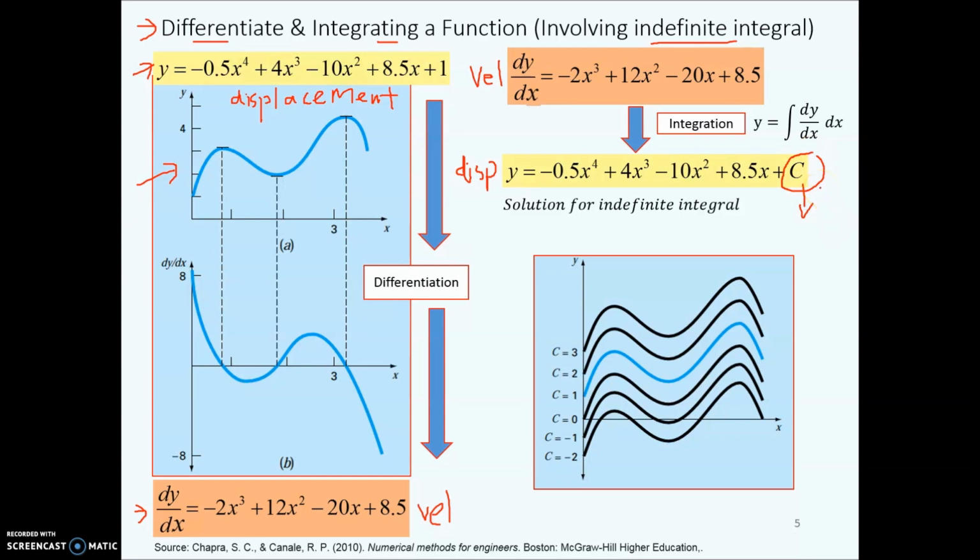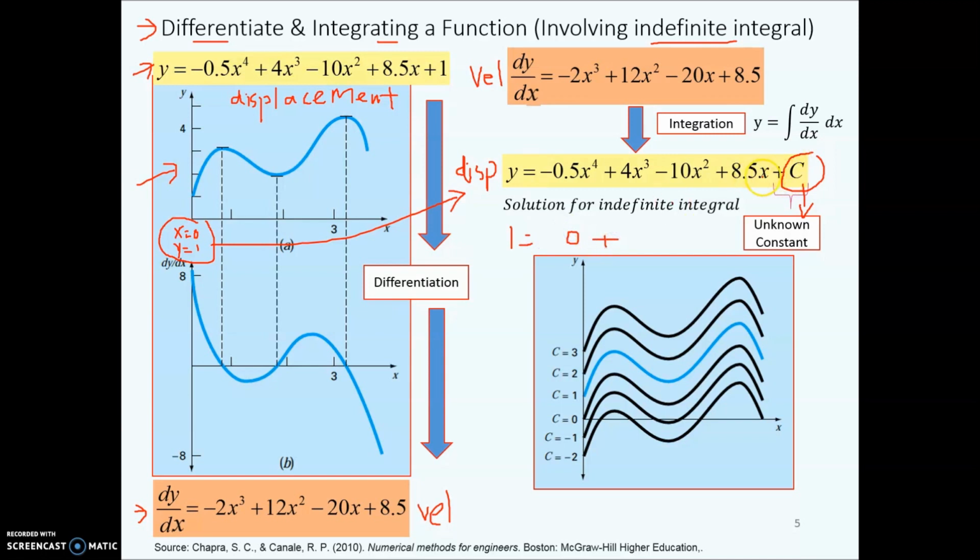To find this constant, you have to apply the initial condition. So to know what is the initial condition, you can look at the original function here. At x equal to 0, you know that your y is equal to 1. Therefore, we substitute this information into the integration result. So y is equal to 1 when x equal to 0.